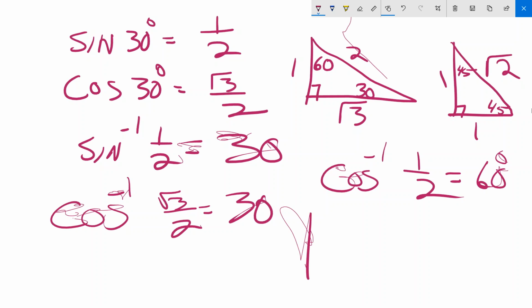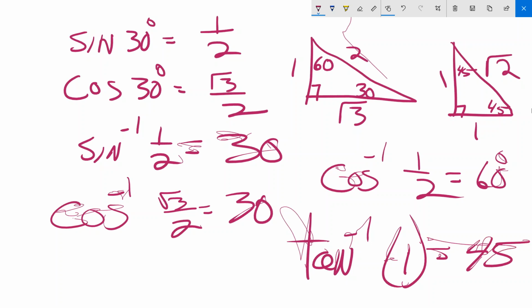Okay, what's the inverse tangent of minus 1? We're looking for an angle. That's the first thing to know. That when you take inverse trig functions, you are looking for an angle, not a number. Yeah, because the tangent of 45 is 1. So the inverse tangent of 1 has to be 45. Got it?